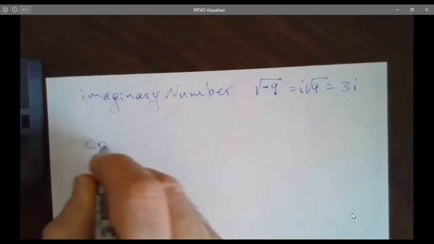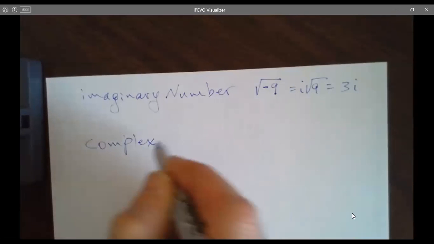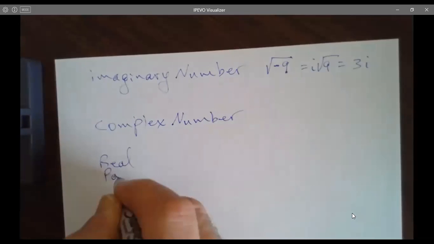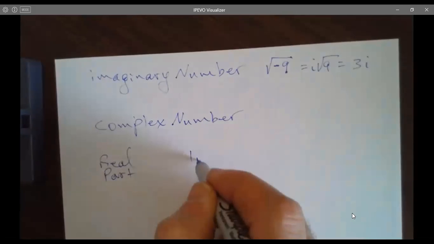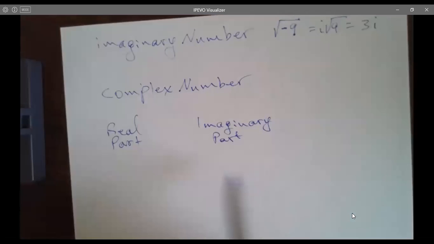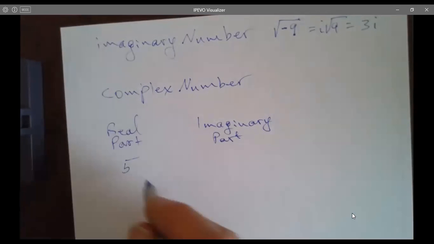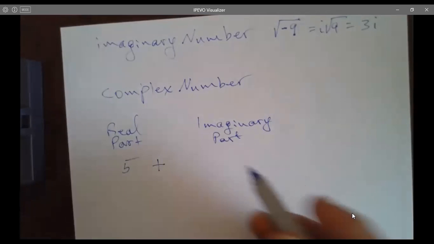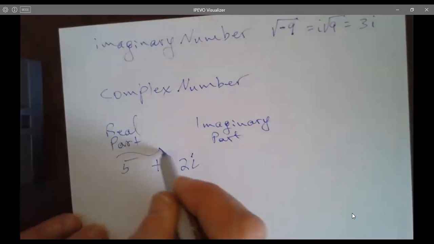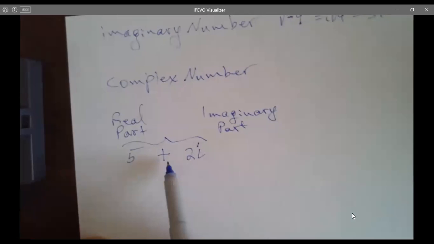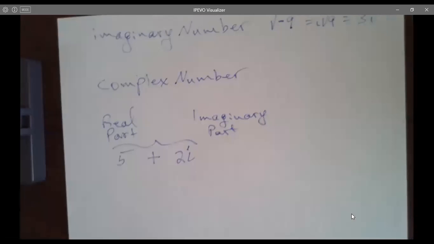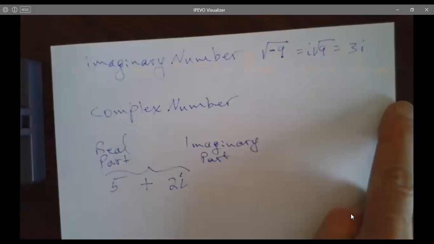A complex number has a real part and an imaginary part. The real part is a real number, like 5 or 7 or 12 or whatever. And then you have a plus or a minus in between. And then you have an imaginary number like 2i. So together, this is one complex number. And it could be plus or minus in between.